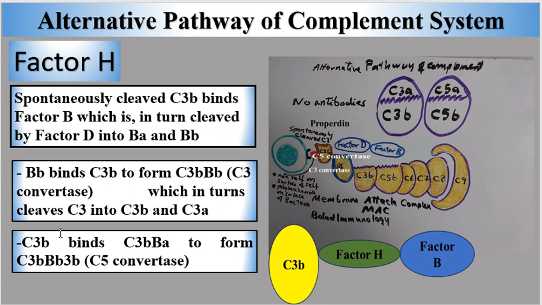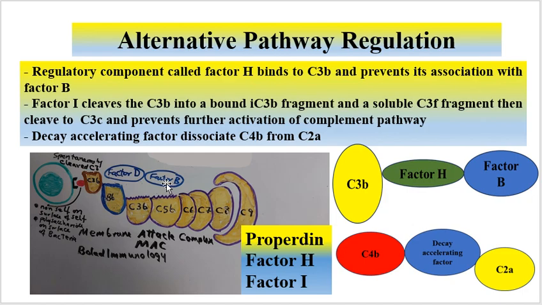the host cell, and as can be seen here, there is another factor which is known as factor I. As I mentioned, factor H interferes with binding of C3b and factor B. However, factor I further cleaves C3b into bound iC3b fragment and soluble C3f fragments, and this is to prevent further activation of the complement pathway.